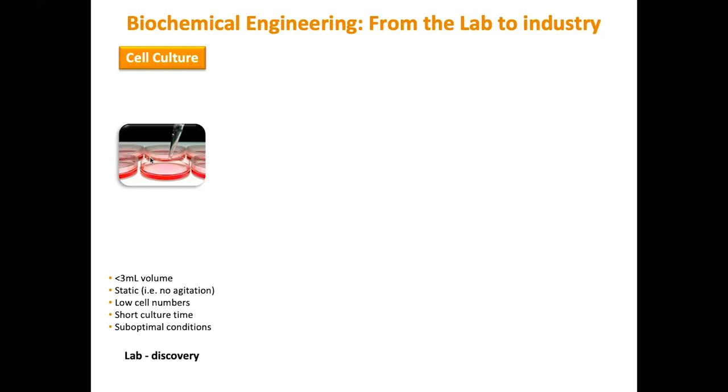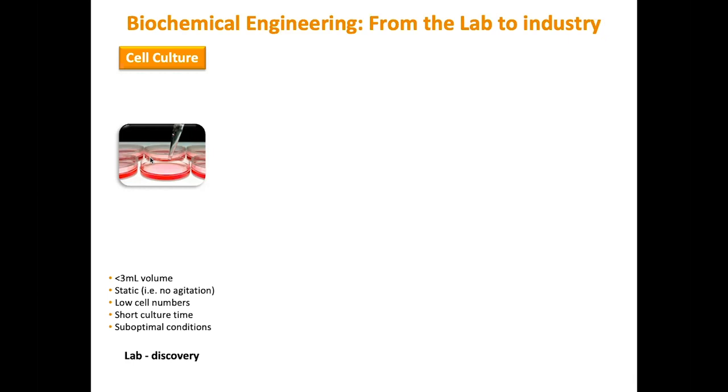You can't achieve very high cell numbers. The culture time is fairly short, and generally the conditions are suboptimal. But that is often where discovery happens. That is where we discover new types of cells that produce all sorts of products, and that is where we first start culturing engineered cells, where we try to express a new product of interest.